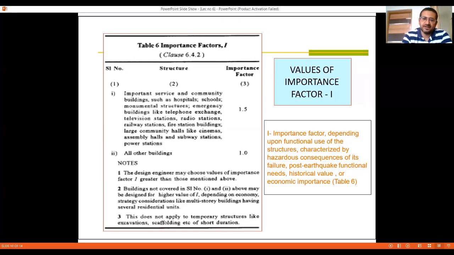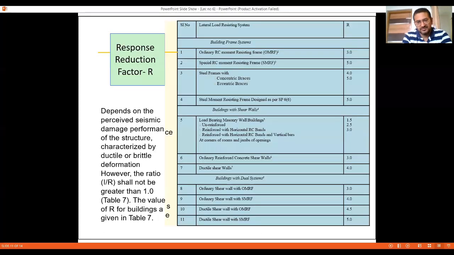The design engineer has the flexibility to take any value between 1 and 1.5 depending upon the utility of the building, right? Importance factor depends upon the functional use of the structure, characterized by the hazardous consequence of its failure, post-earthquake functionality needs, historical values, and economic factors.